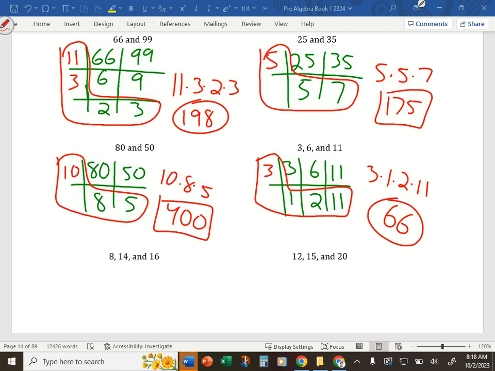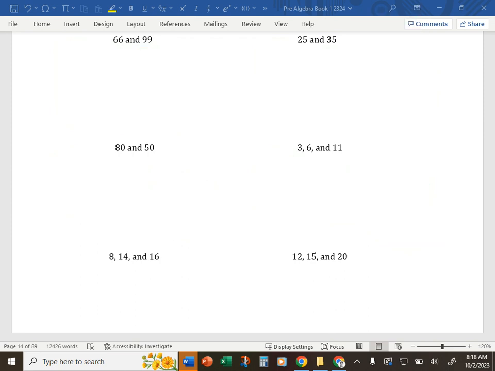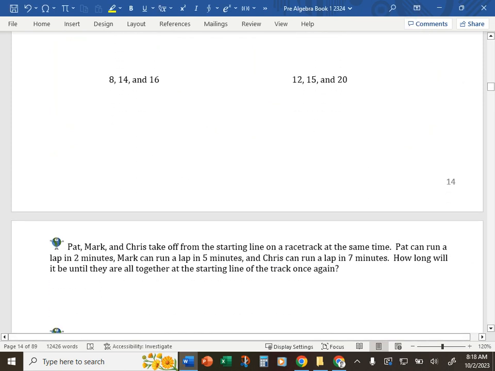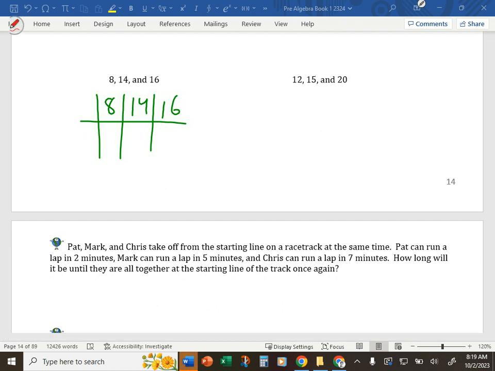Okay. Next 2. Similar thing. 8, 16, and 14. It was on the homework check, but we'll talk about it. 8, 14, 16. What can we take out of any combination of numbers here? 2. All right. 8 divided by 2 is 4. 14 divided by 2 is 7. 16 divided by 2 is 8. Can we go any further?